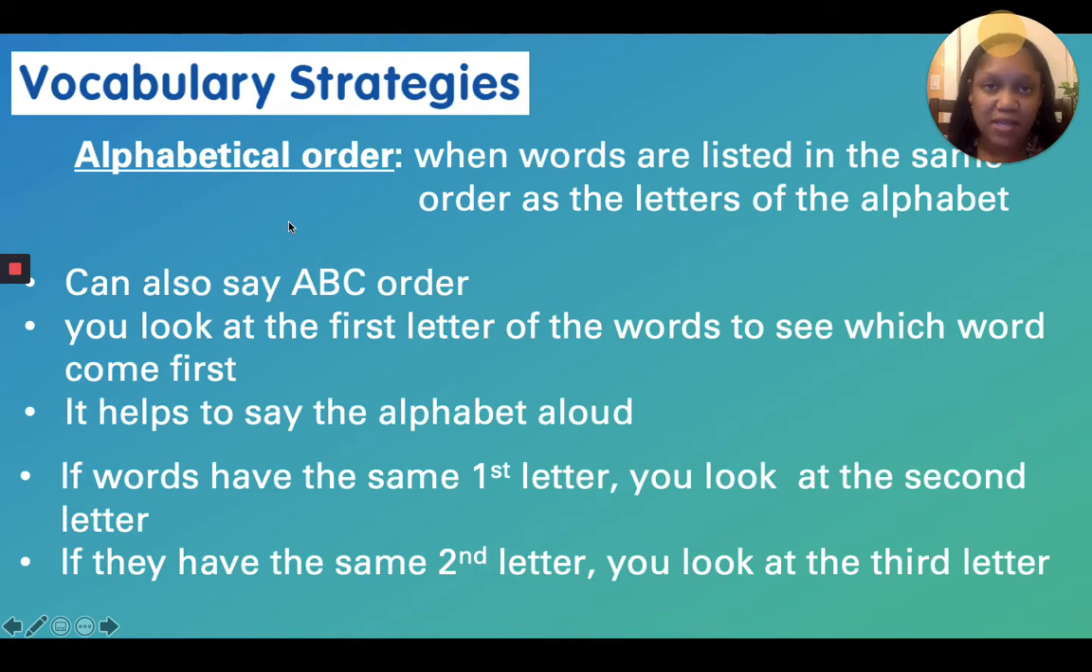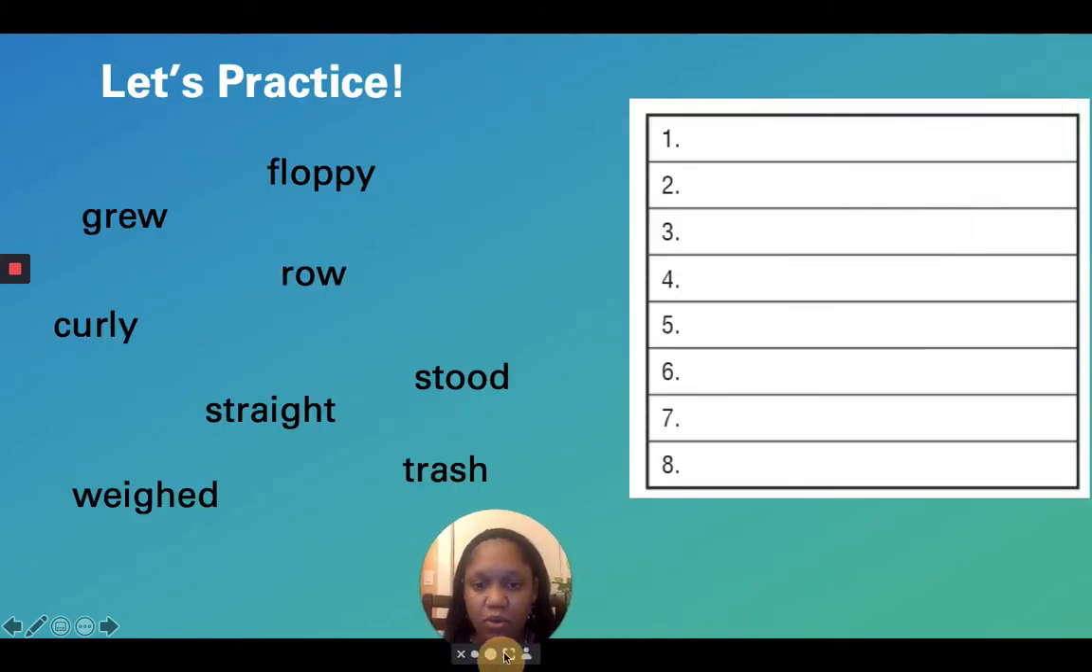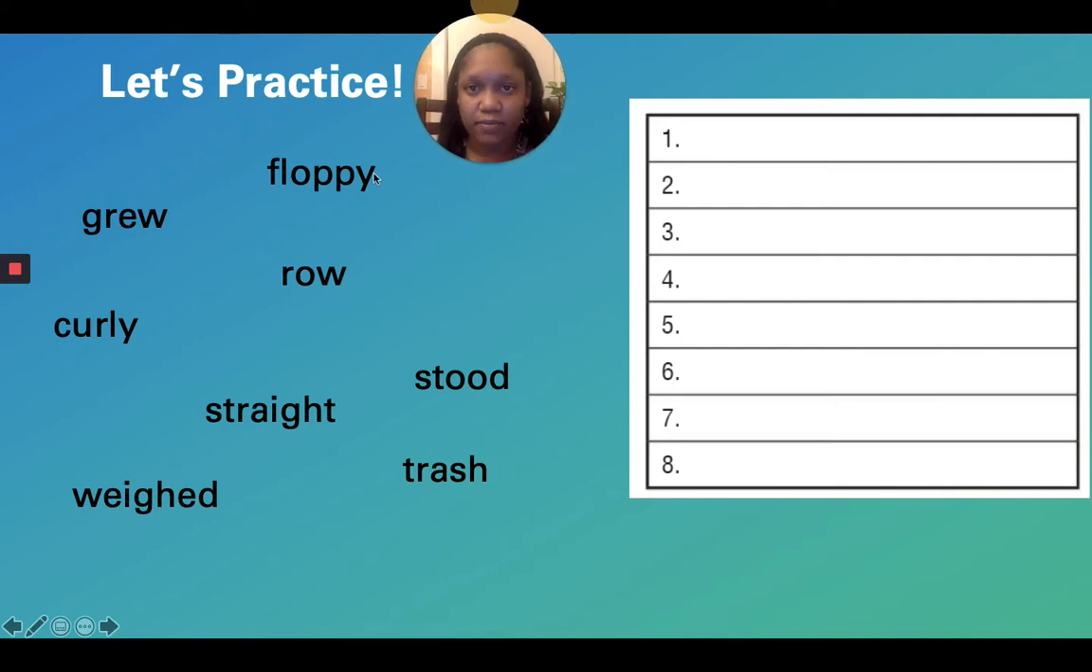It helps to say the ABCs if we have to. If words have the same first letter, we look at the second letter. If words have the same second letter, we look at the third letter. So let's try this out again. Here we are, we have a list of words that we want to put in ABC order. Okay, so look at all these words here. Some of them are the vocabulary words, you notice?